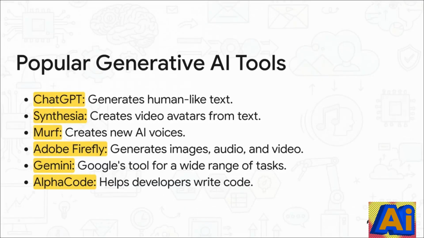And this isn't some far-off future tech. These tools are everywhere, right now. I mean, you've probably heard of ChatGPT for writing text or Gemini for all sorts of things. But look at a tool like Murf. Its entire job is to create new AI voices. So that idea of generating a boy's voice from scratch, it's not science fiction anymore. It's something you can literally go and do right now.